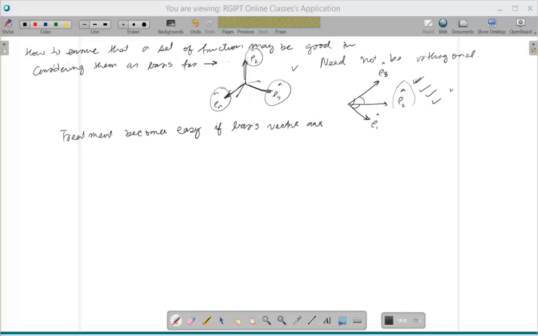Also orthogonal. So the orthogonality condition is that if you take any pair, the dot product between any pair of vectors is 0. This is what we have learned from our understanding of three-dimensional space, right?